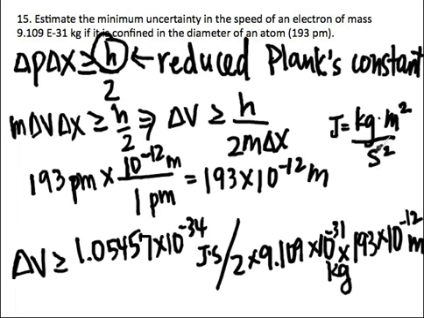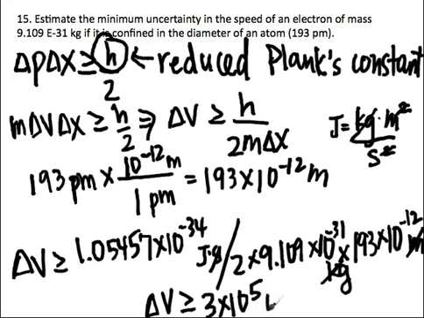So you will see that one of the seconds will cross out, one of the meters will cross out, the kilograms will cross out, and at the end we're left with the change in speed is greater than or equal to 3 times 10 to the 5 meters per second. Now this 3 times 10 to the 5th meters per second is the minimum uncertainty in the speed.